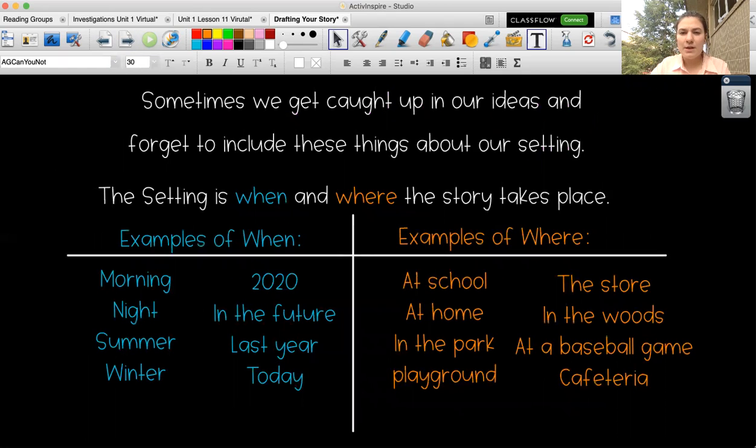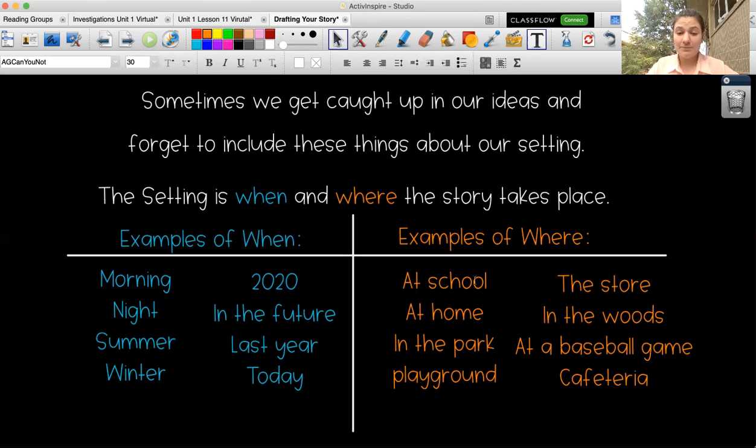So sometimes we get caught up in our ideas and forget to include these things about our setting. So the setting is not only where, but it's also when. So it is when and where the story takes place. So here's some examples of when. It doesn't have to be right at an exact time. You don't need to write in your story at 2:15 p.m. we did this, they did this, my character did this. It can be morning, it can be 2020, it can be tomorrow, it can be in the future, it can be yesterday, last year. These are all examples of when.